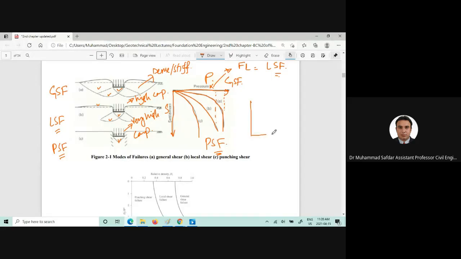Now we can also draw, let's suppose, the pressure settlement or load settlement curves for the general shear failure mode, for the local shear failure mode, and for the punching shear failure mode. We can clearly see the pressure intensities which can be achieved based upon the density or stiffness of the soil, the compressibility of the soil, and the lowest can be obtained in case of the punching shear failure mode.